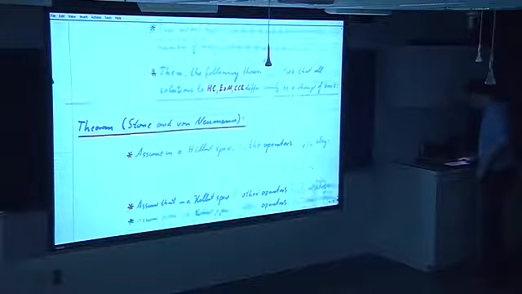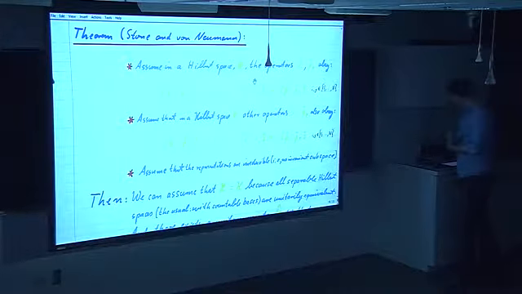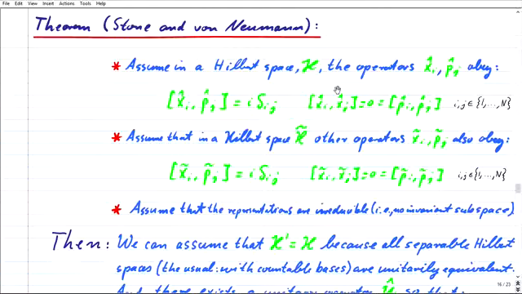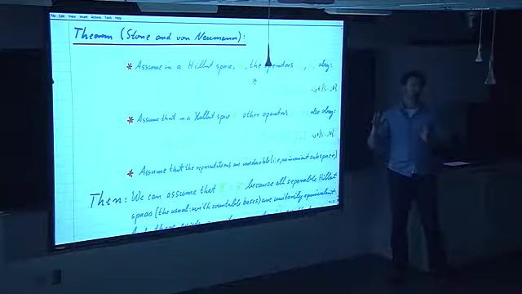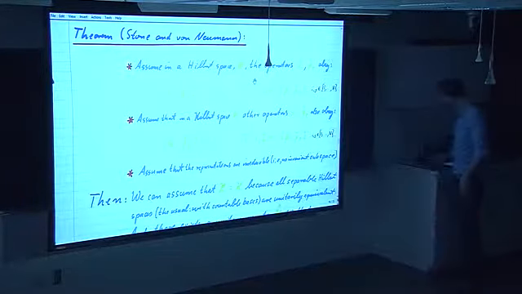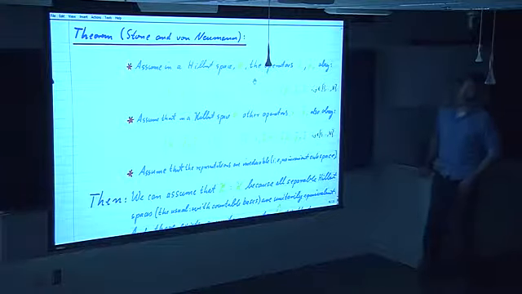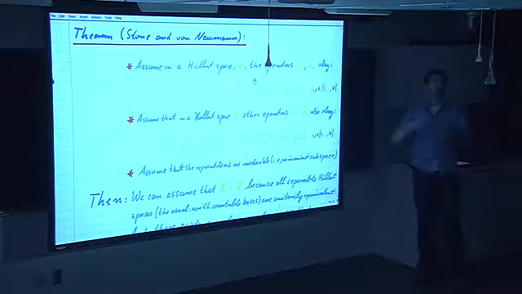Now, when that is the case, then we can invoke a theorem by Stone and von Neumann, which says that, roughly speaking, if you have a finite number of harmonic oscillators, a finite number of degrees of freedom, and you have another quantum system with a finite number of degrees of freedom, they are unitarily equivalent.